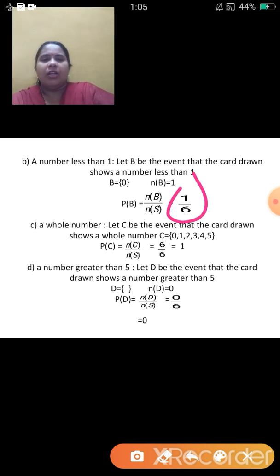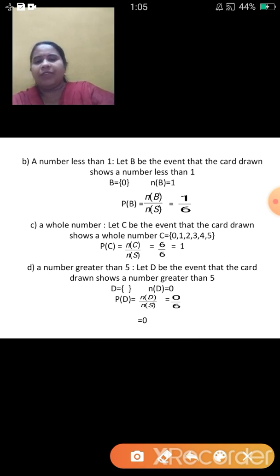Okay, next question is a whole number. So I need to define it first. Let C be an event that the card drawn shows a whole number, and as you know, whole numbers start from 0. So all the elements which are there in the sample space will be there in this event C. Yes, so it will be 0, 1, 2, 3, 4 and 5.